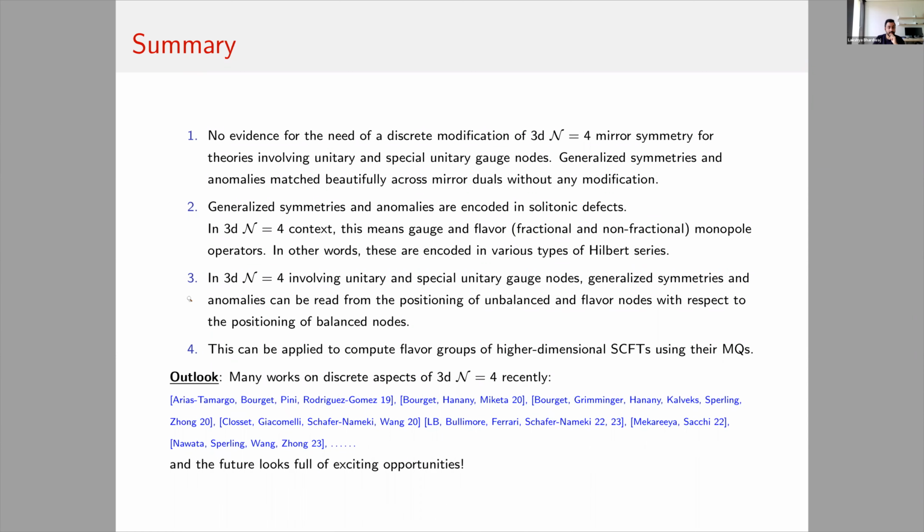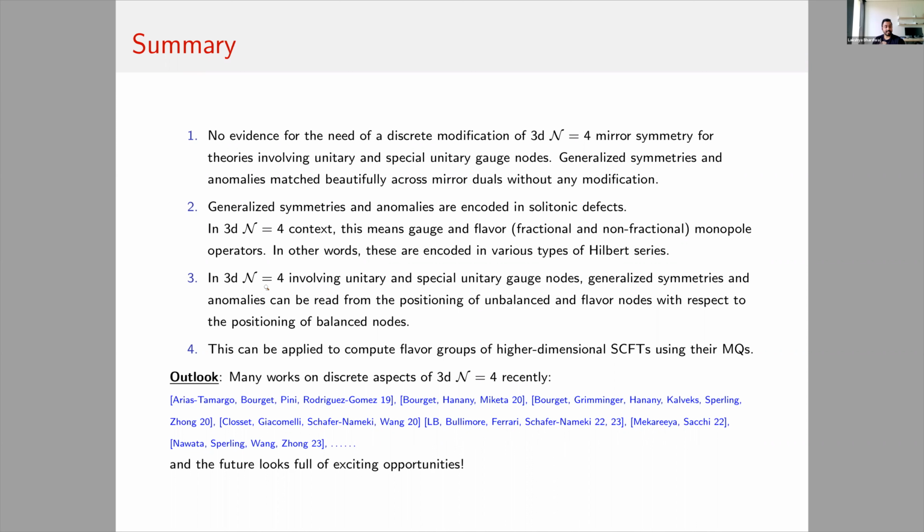Okay, then the third point is that in this class of 3D N=4 theories involving unitary and special unitary gauge nodes that we are looking at, generalized symmetries and anomalies can be simply read from the positioning of unbalanced or the flavor nodes with respect to the positioning of the balanced nodes. So that comes in very handy. That gives you a quick visual way of computing these things.